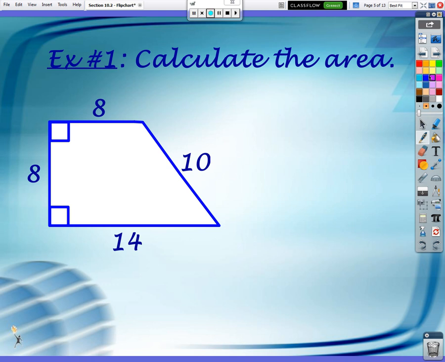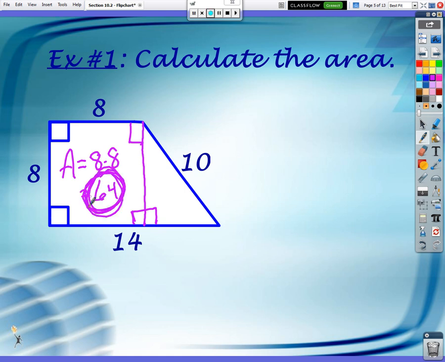So the first real example we'll explore here. I'm going to need to split this thing up, and so let me draw in a height down here that's perpendicular to this base, and is also perpendicular to this base of 8 up here. And I can already see that this isn't just any kind of special rectangle, it is a square in the end. So this will have an area of 8 times 8, which is 64. So there's part of my trapezoid area.